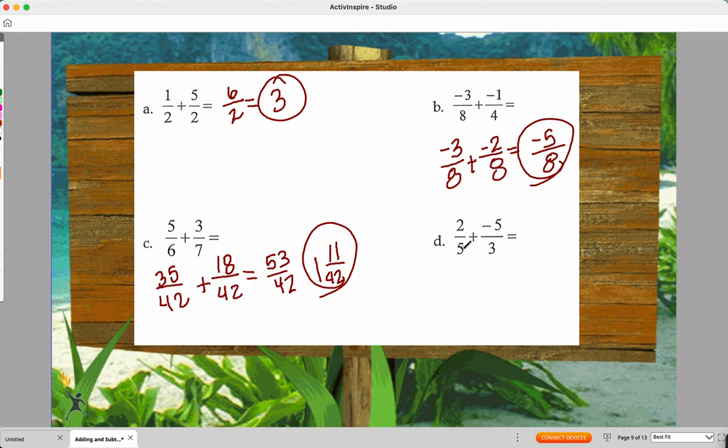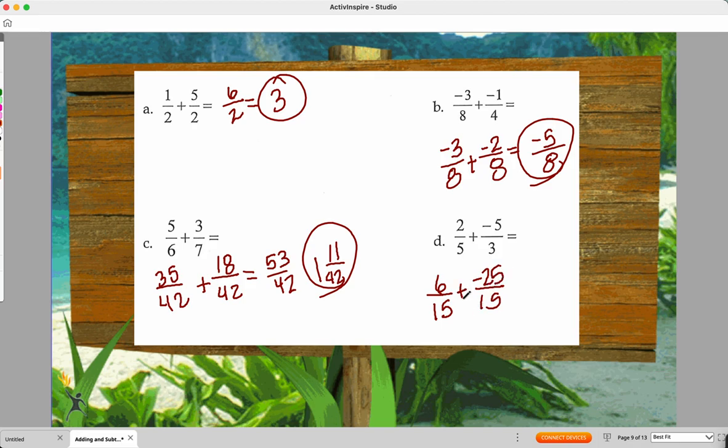This time we don't have a common denominator, so we're going to create that. 5 times 3, hey, that's 15. Again, we have 2 prime numbers this time, so they're always going to be multiplied together. And then we're going to say, okay, that makes this 6/15, and this one -25/15.